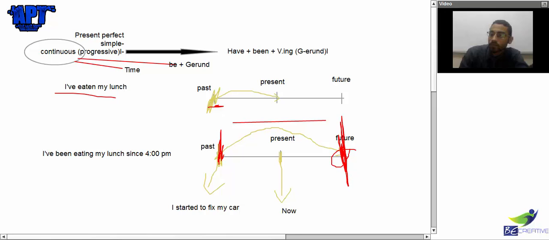Now we have verb to be. Yes, verb to be after have. After have comes the past participle. Verb to be past participle is been. Then after that, yes, we have verb ing, which is a gerund. That's present continuous.